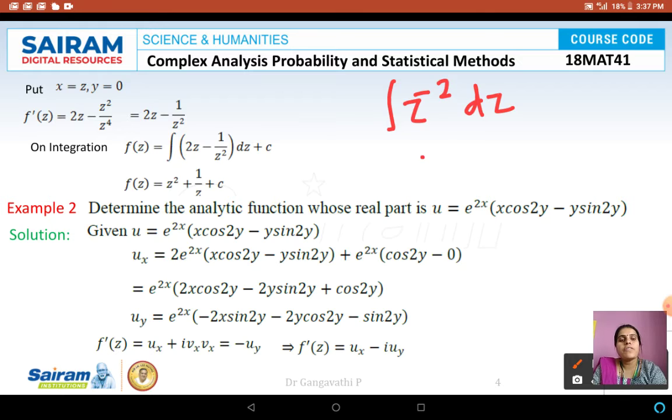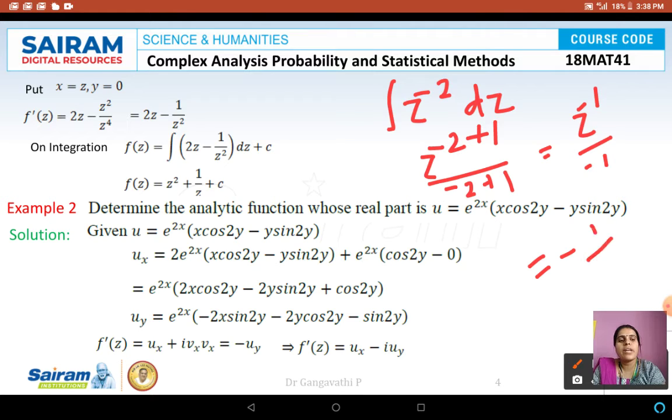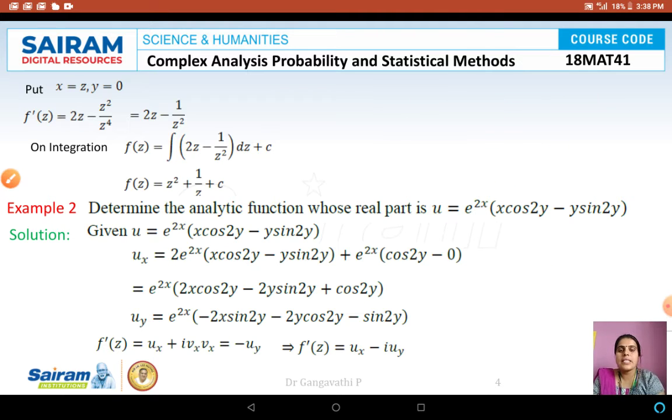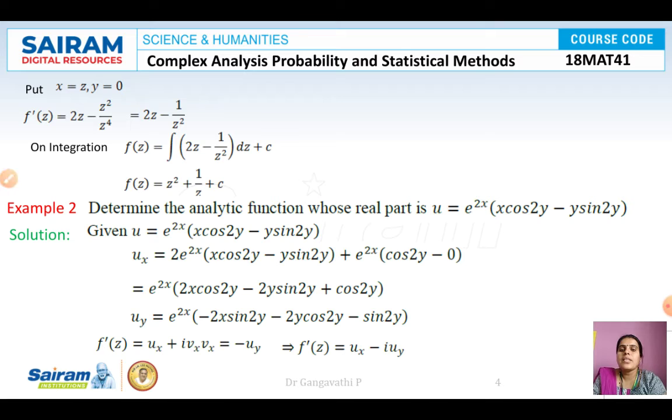So integral of z square is z to the power of minus 2 plus 1 divided by minus 2 plus 1, which gives us z to the power of minus 1 by minus 1. So in other words, we can write it as minus 1 divided by z. Therefore we get this as 1 plus 1 by z plus constant of integration. See, this is our f of z and this is an analytic function. So this is how you have to find.